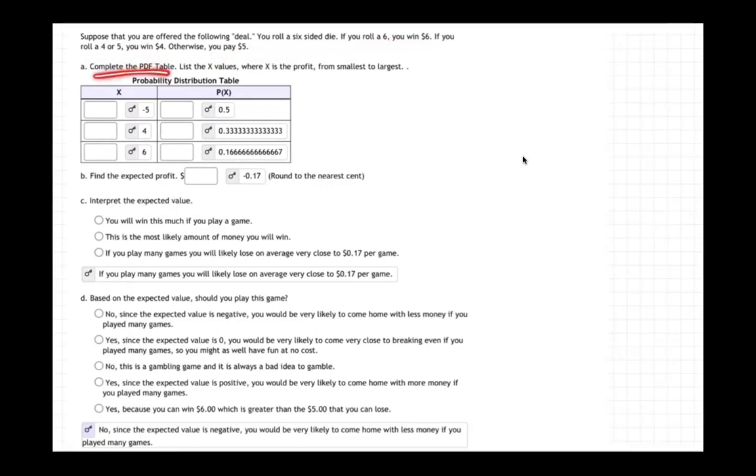Well, first thing it says is complete the PDF table, which means probability distribution table. List the X values where X is the profit from smallest to largest. Okay, so see what it says here. This is the profit, right? So right there, X is the profit. And then P over here is the probability. And see how it said smallest to largest. So this is small, medium, and large dollars. Profit, right? That's what they said.